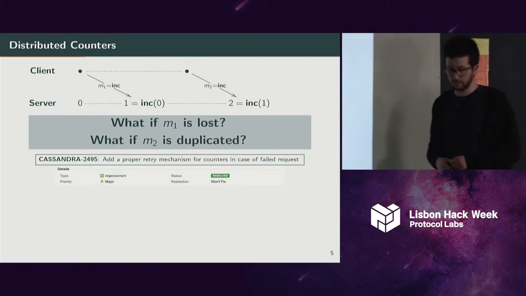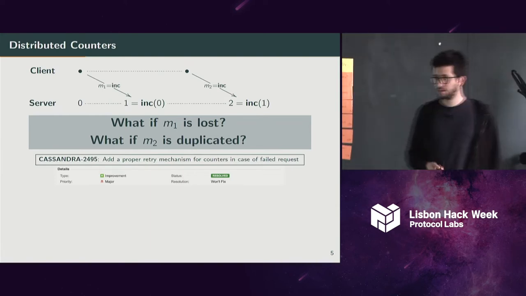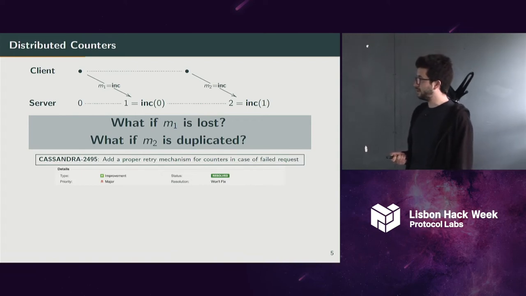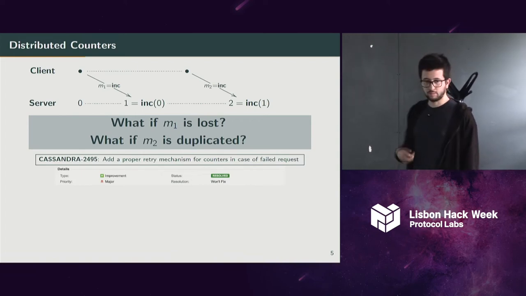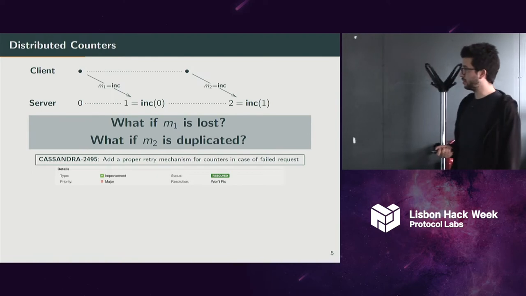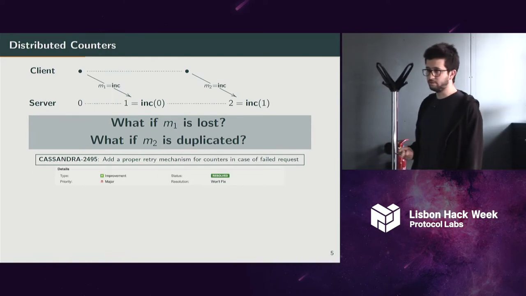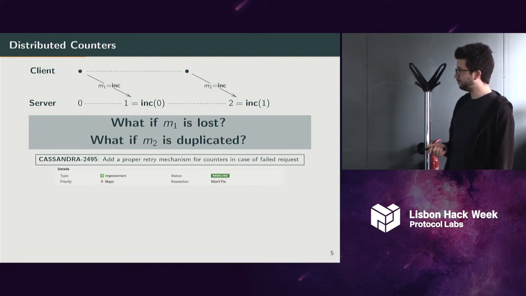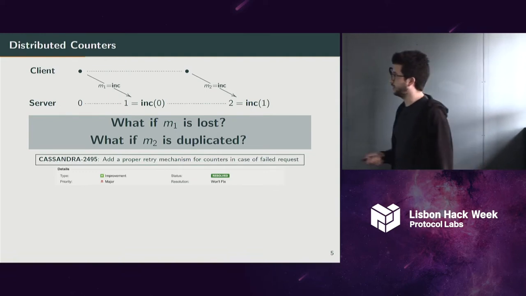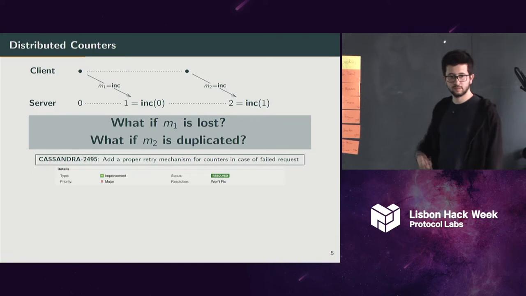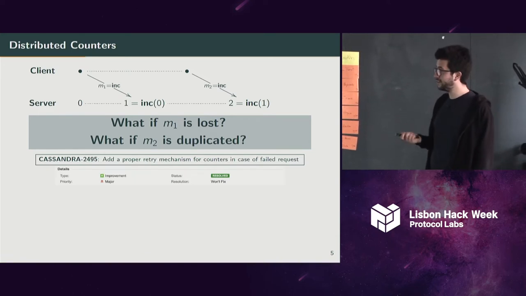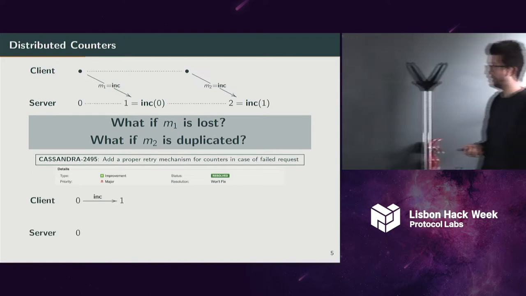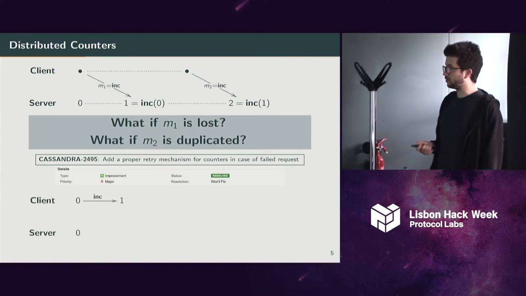And this is actually very hard to solve. Even Cassandra has this issue. They have a proper retry mechanism, and they just mark it as, okay, it's resolved, but we won't fix it. So you see, if it's lost, should the client try again? And in that case, it doesn't know what the final value of the counter will be. So in this talk, we'll try to solve that.